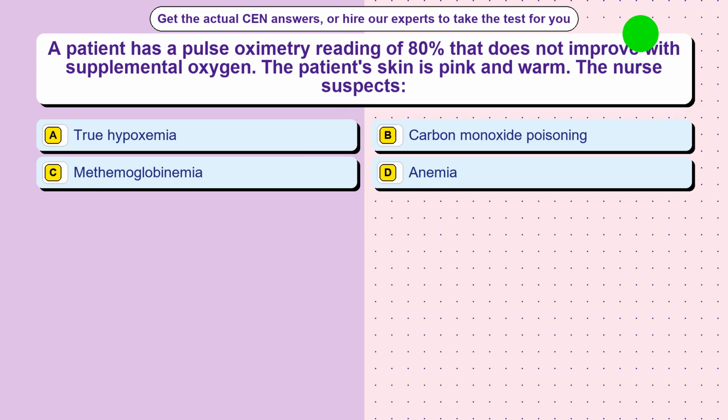Question 22. A patient has a pulse oximetry reading of 80% that does not improve with supplemental oxygen. The patient's skin is pink and warm. The nurse suspects: Option A. True hypoxemia. Option B. Carbon monoxide poisoning. Option C. Methemoglobinemia. Option D, anemia.